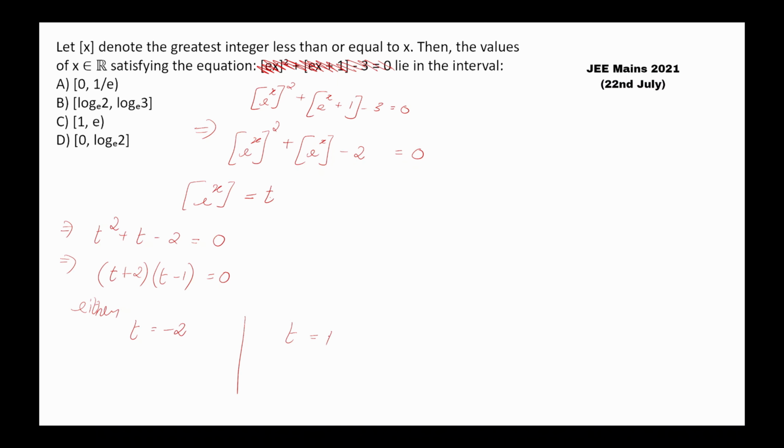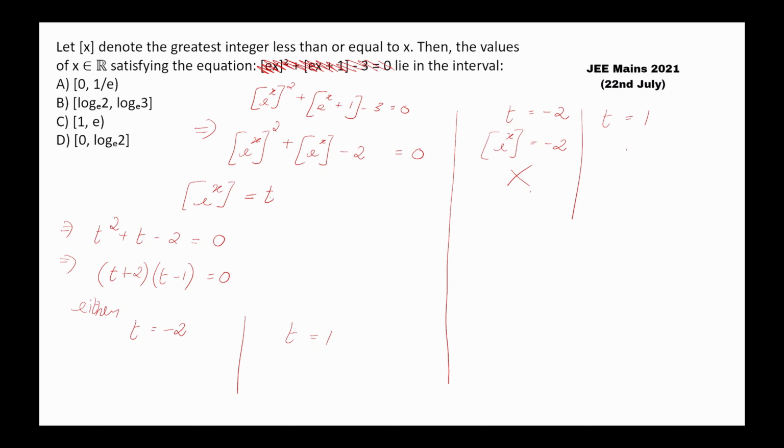I'll write it down here. So if my t is equals to minus 2, that means e to the power x bracketed, this is equals to minus 2. Now is this ever possible? No. E to the power x can never be negative. If it is never negative, that means its greatest integer function also can never be negative. So this solution is cancelled out.